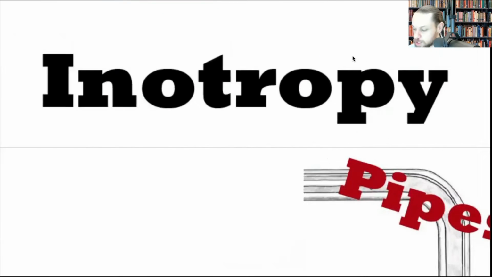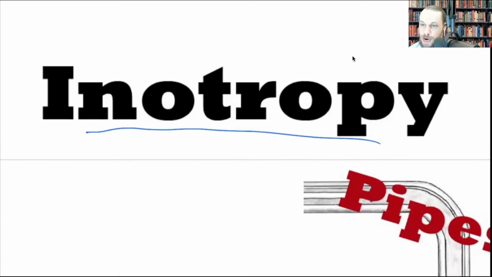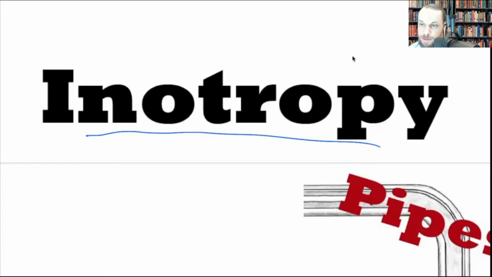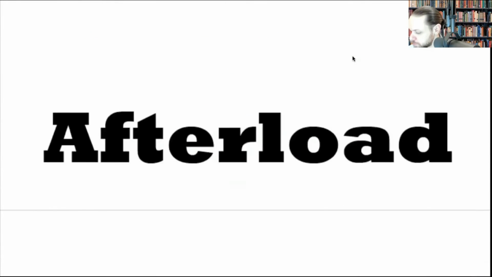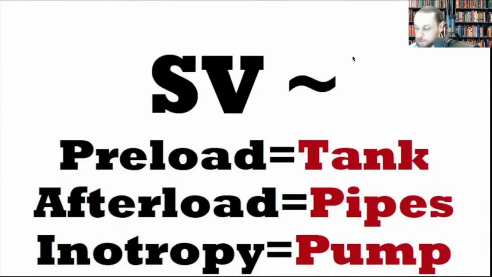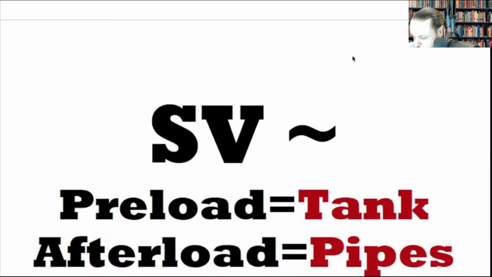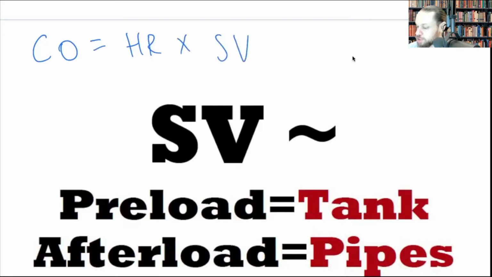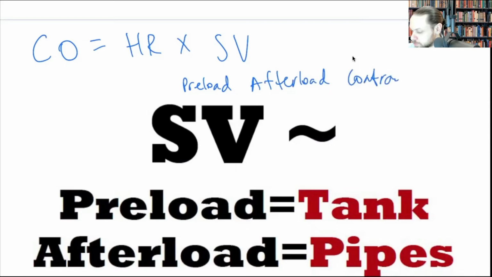Inotropy is another name for contraction. That's why certain drugs you hear, they call them inotropes, like dobutamine. They're inotropic drugs because they increase contractility of your heart. So afterload, we talked about all the forces that you have to overcome, and then the stroke volume. Let me just go back to this formula: cardiac output is heart rate times stroke volume. So stroke volume is dependent on preload, it's dependent on afterload and contractility. That makes sense, right?